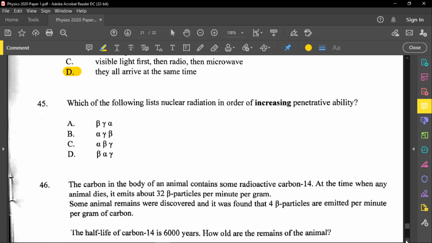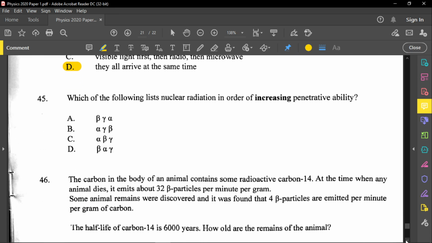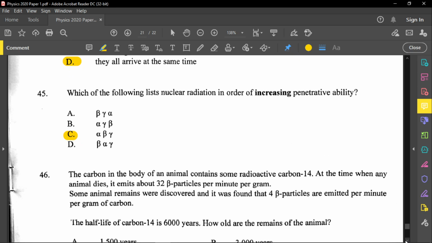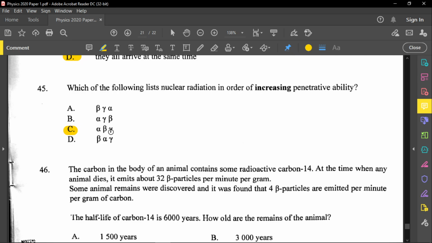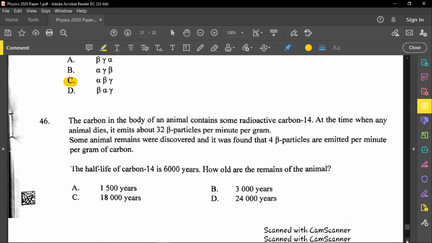Now question number 45, and we're just like 5 questions away. And it said, which of the following lists nuclear radiation in order of increasing penetrative ability? And so it is given in terms of alpha, beta, gamma, because alpha is the least and then gamma will be the most. So alpha, beta, gamma. So option C will be our answer. Okay, so remember the order: alpha, beta, gamma. You can think about A, B, Y. That's the same order. Alpha, beta, gamma.